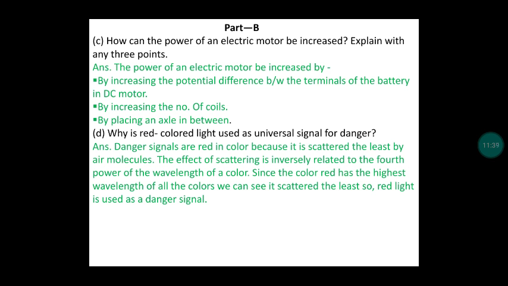Why is red colored light used as the universal signal for danger? Danger signals are red in color because red light is scattered the least by air molecules. The effect of scattering is inversely related to the fourth power of the wavelength of a color. Since red has the highest wavelength of all the colors, it is scattered the least, so red light is used as a danger signal.